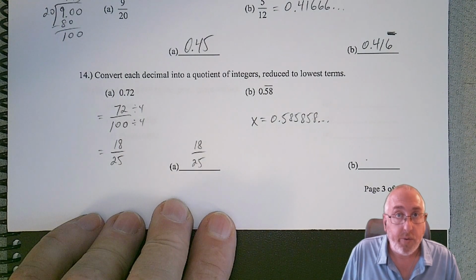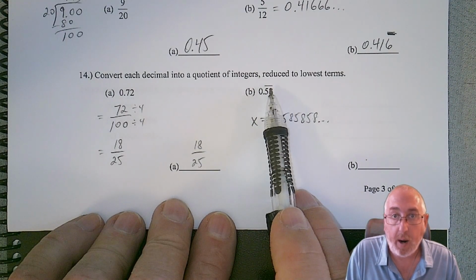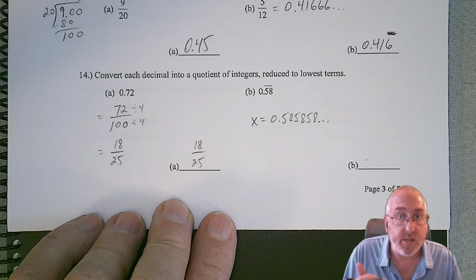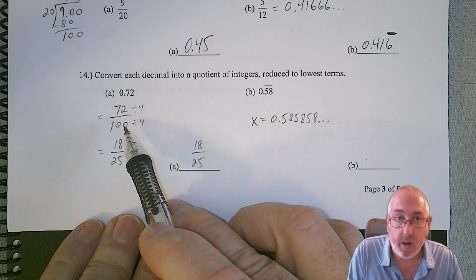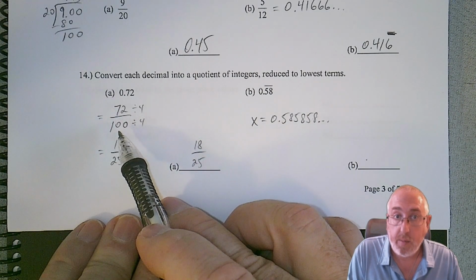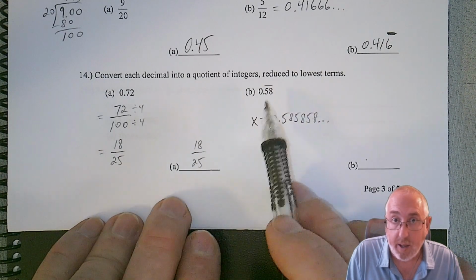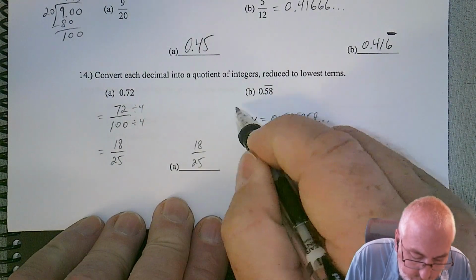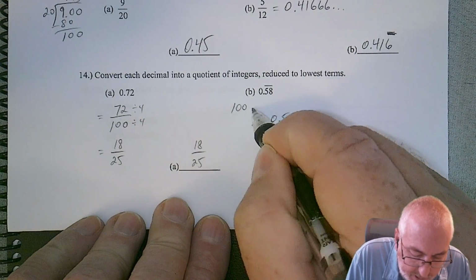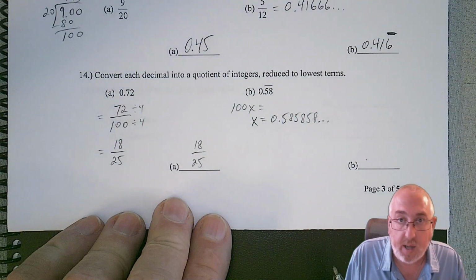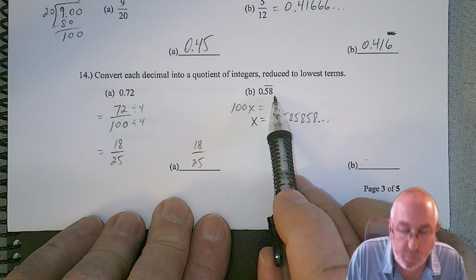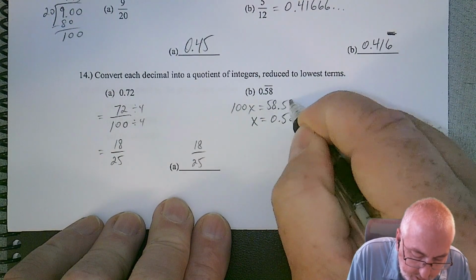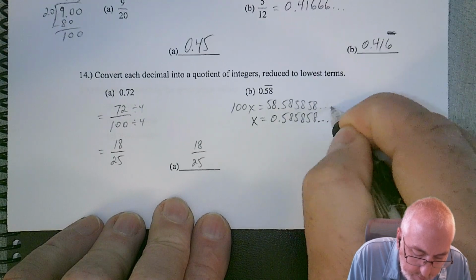Now, what you do next is dependent upon that overbar. That overbar is over 2 digits. If it's over 2 digits, it's very similar to what we did over here. 2 digits means 100. Same thing here. 2 digits that it covers means to multiply it by 100. So if we multiply it by 100, the left side becomes 100x, but the right side, when we multiply it by 100, the decimal point moves over 2 spots. So we would get 58.585858 forever and ever.